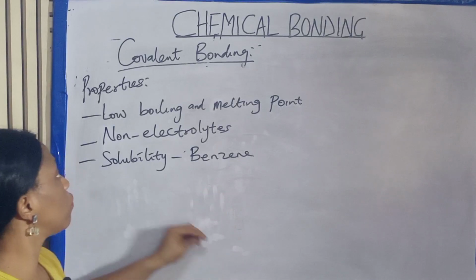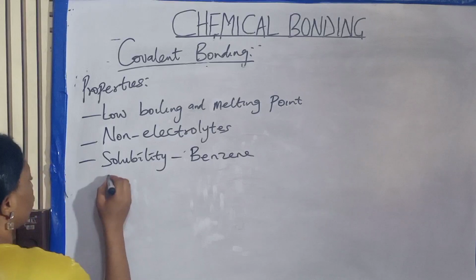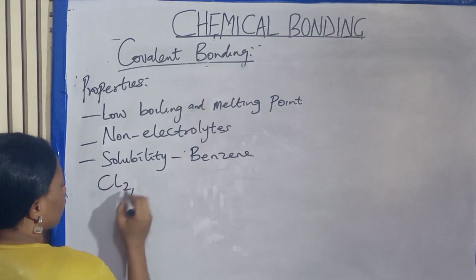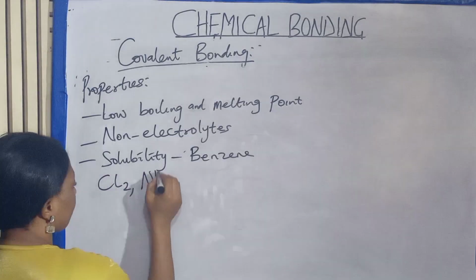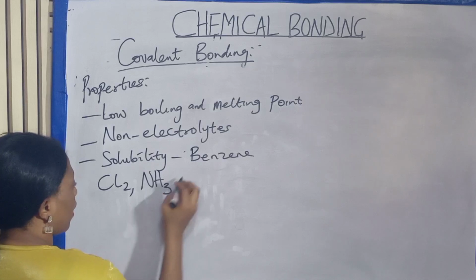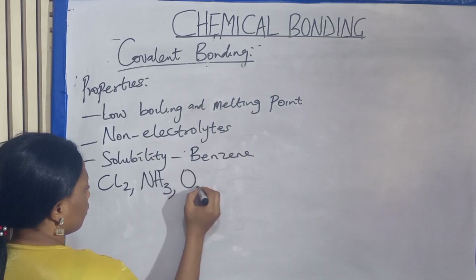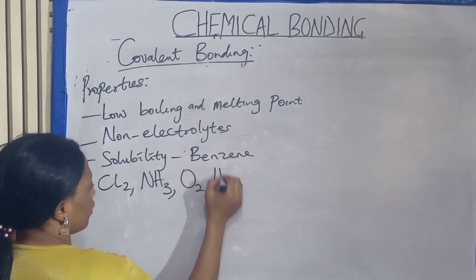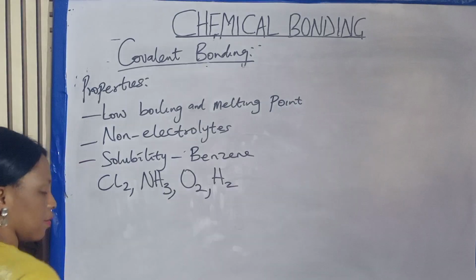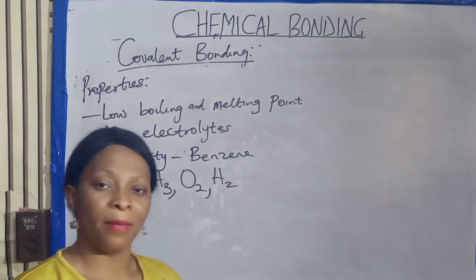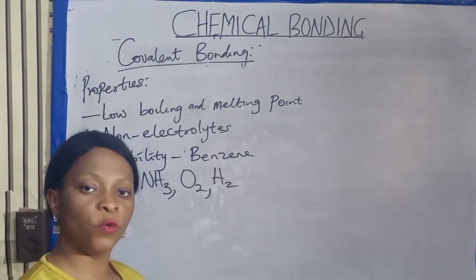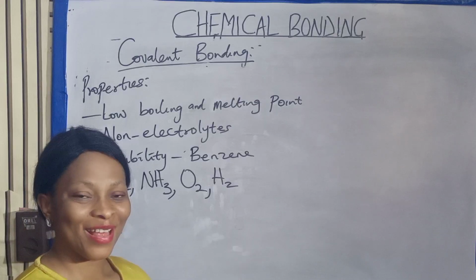Now, other examples of covalent bonding include chlorine, ammonia, oxygen, hydrogen, etc. So remember, it must be between two non-metals.